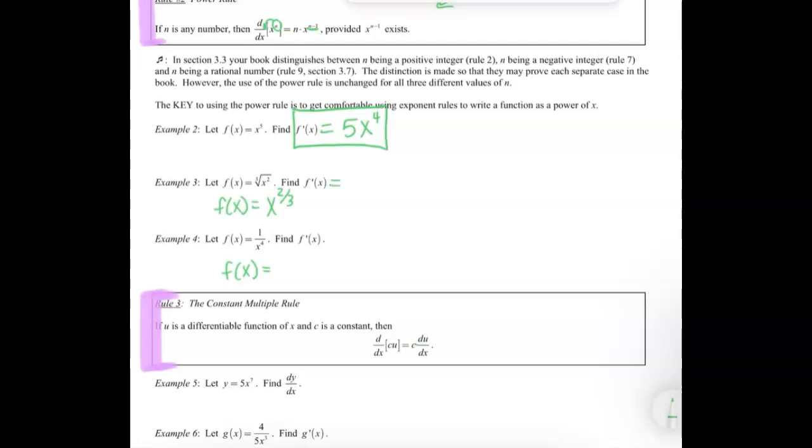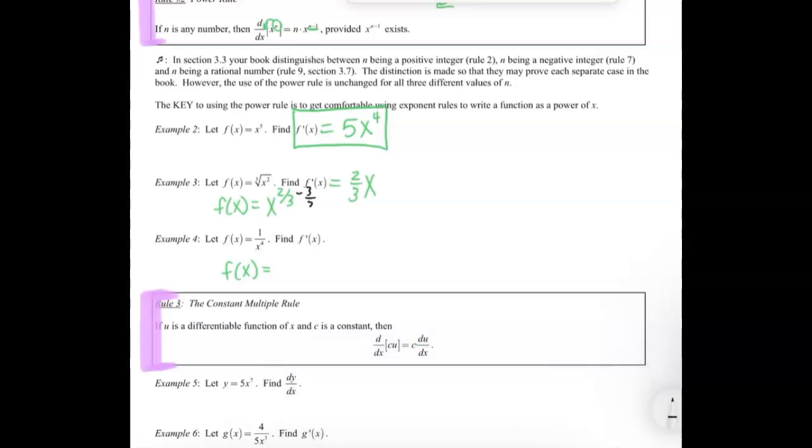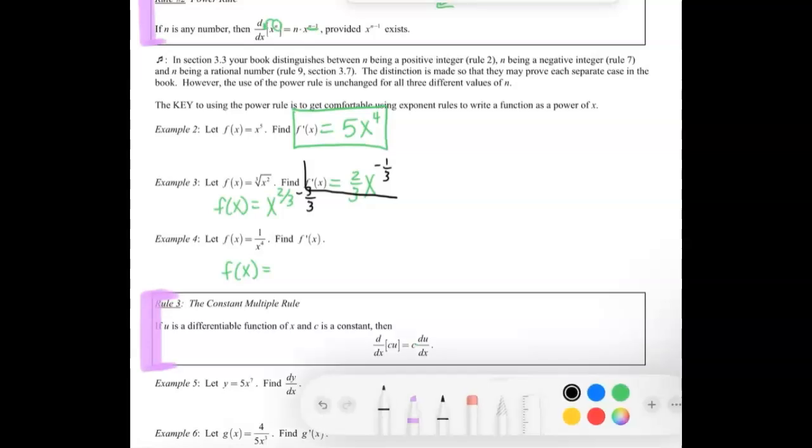When we derive it, same thing. We drop the power in front of it, but then we have to subtract 1. Well, in this case, 1 would be 3/3. And so our new exponent is negative 1/3. Now it's okay to keep it in this notation.